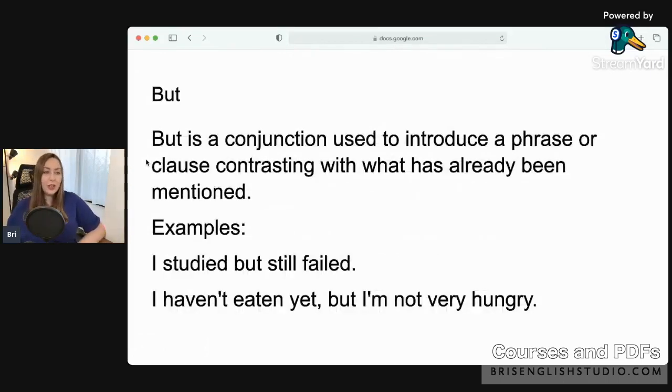So first, let's take a look at but, okay? So, but is a conjunction. So that is important to note. It is a conjunction used to introduce a phrase or clause contrasting with what has already been mentioned. Okay? So it is a conjunction. All right, I have some examples for you.